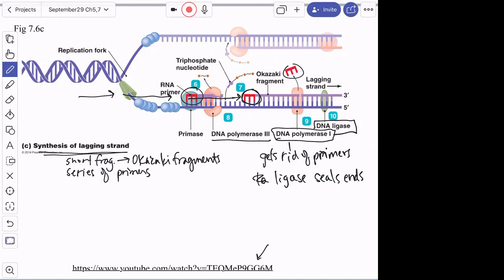Those stabilizing proteins, aren't those gyrase? No, the gyrase has another job that I will start with next time. I'm glad you're thinking about gyrase, but we haven't come to that yet.